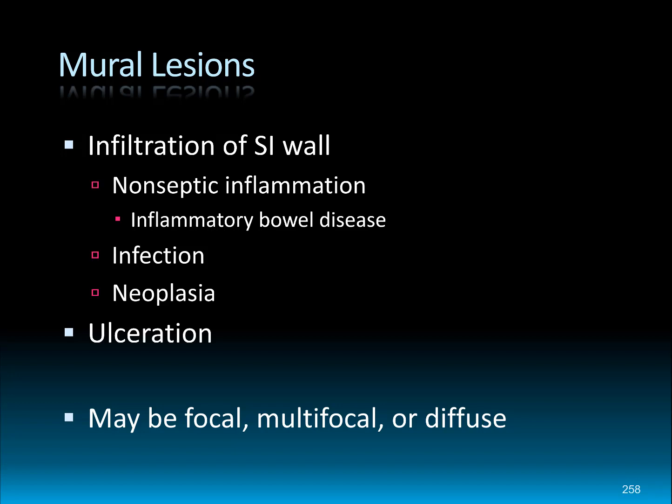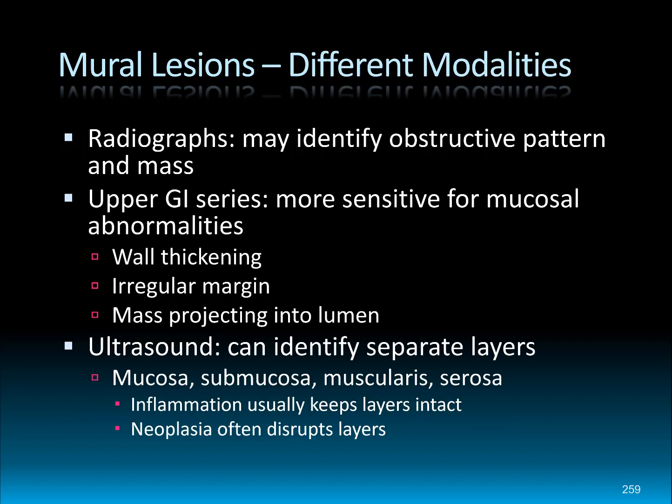Ulceration is another mural lesion. It can be associated with any of those bullet points above. It can be its own thing. So all of these are potential defects of the wall. And any of these can be more focal, more regional, or more diffuse. So there's a pretty wide variety of potential findings here.